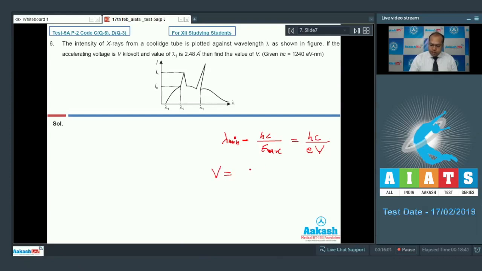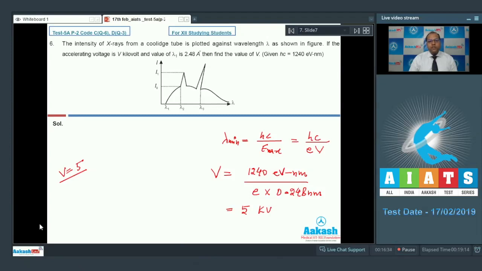So hc is 1240 electron volt nanometer divided by e into lambda minimum, and the value of lambda minimum can be written as 0.248 nanometer. So if I solve this, it comes out to be 5000 volt or 5 kilovolt. So on comparison, the value of V comes out to be 5. So the correct answer for question number 6 is 5.